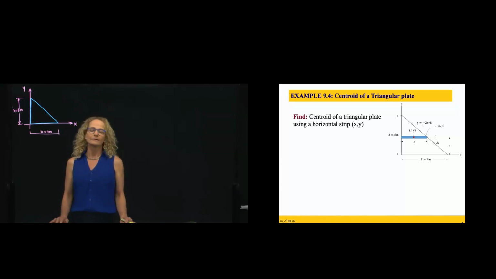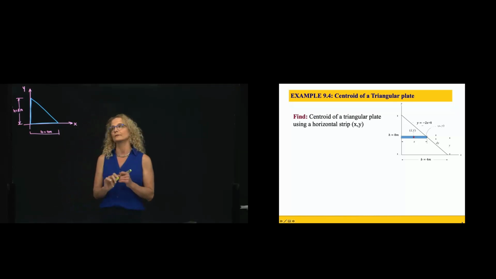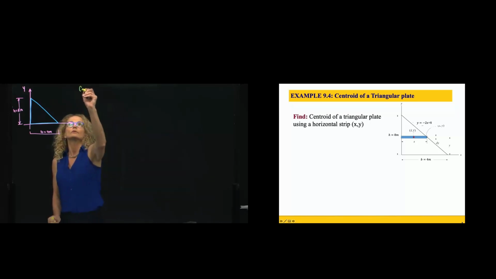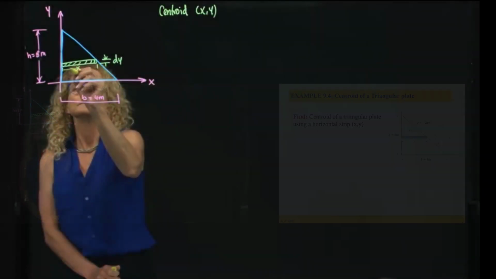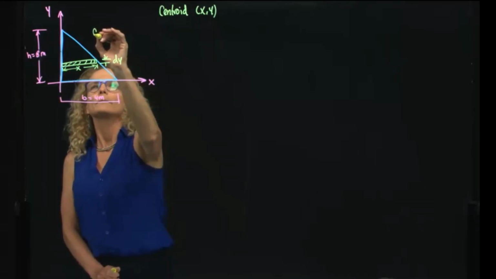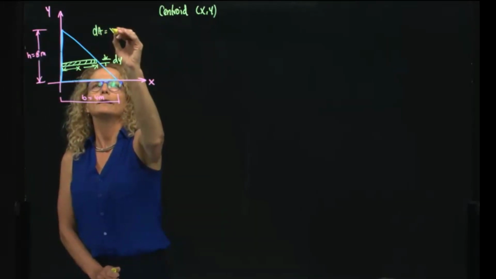We would like to find the centroid of this plate, and in this case we will use the approach of a horizontal strip. So we will find the centroid in X and Y. This is the strip that we will use to do that, where this is Y and this is X. Therefore, my differential of area will be x dy.